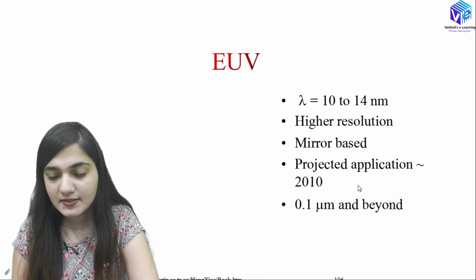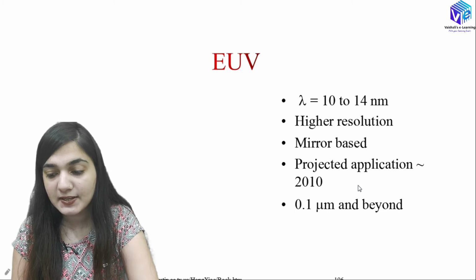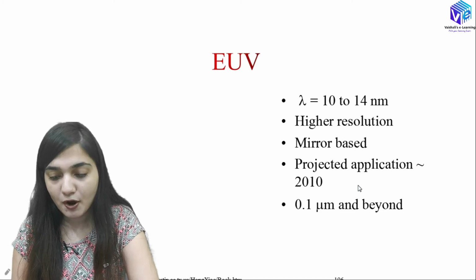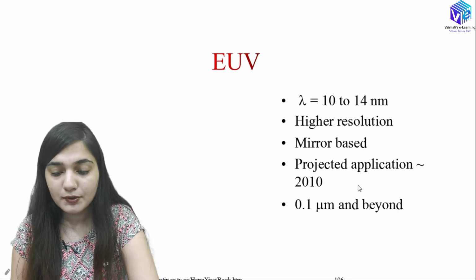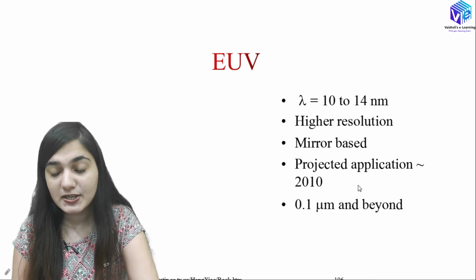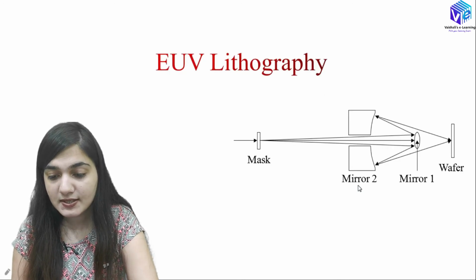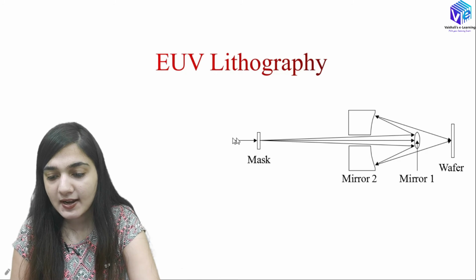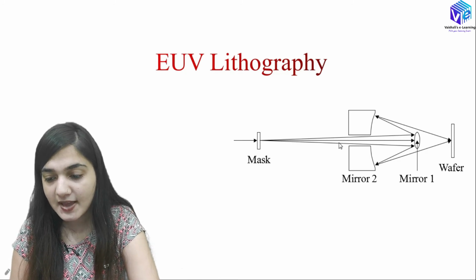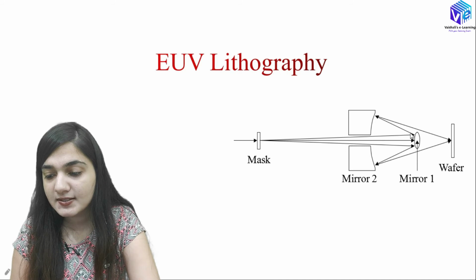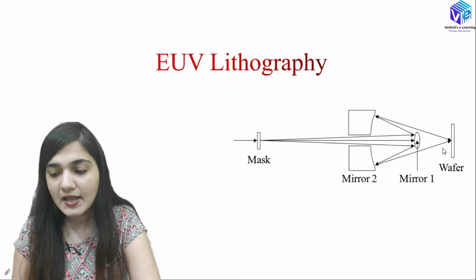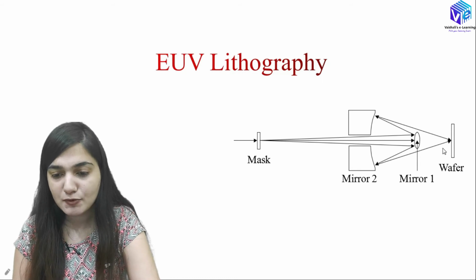So it is a mirror based process, and the projected applications were started from 2010. Now we have 0.1 micrometer and beyond feature size, which is very small. You can see here we are using various mirrors to focus the light on the wafer. Here this is my mask, the light is coming from the mask, and here we have various mirrors. The light will be reflected from the mirror and it will reach the wafer. And this is how we can use the extreme UV lithography.